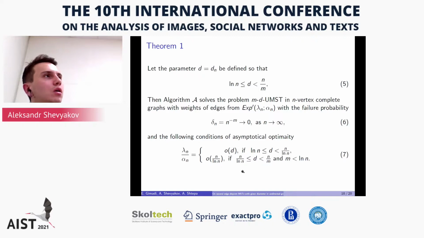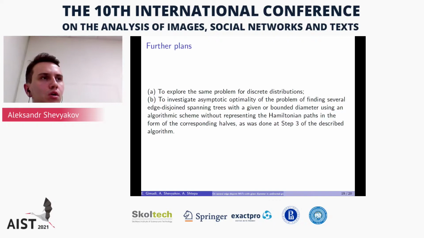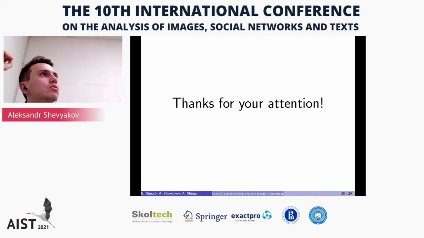So in conclusion, we proved that our method can work for infinite distributions like exponential, and that we can apply this method in the future. Our next steps for researching this problem: the first one is to solve the same problem but for discrete distribution, and the second is to investigate the asymptotic optimality of the problem of finding several edge-disjoint spanning trees with a given or bounded diameter, using an algorithm without representing the Hamiltonian path in the form of the corresponding graph. Just to remind you, here we use it to save independence of our random variables. So thanks for your attention, and I'll be glad to hear your questions if you have any.